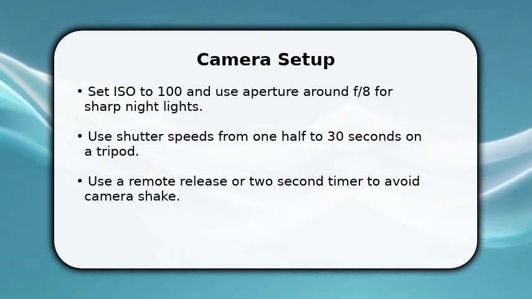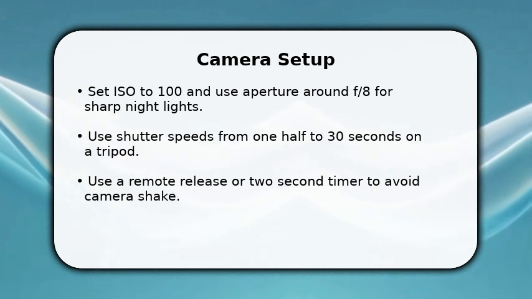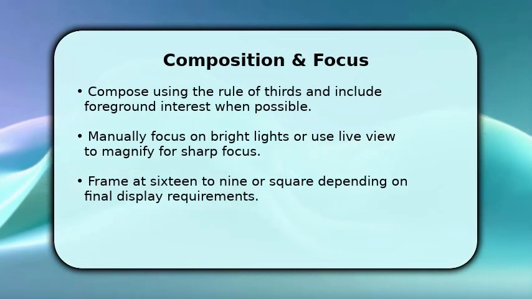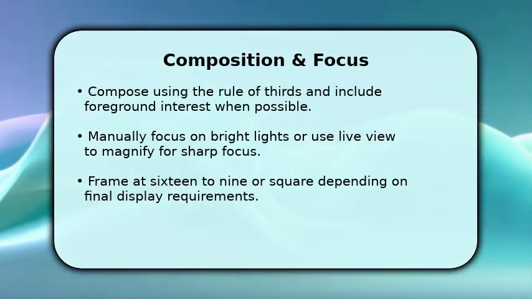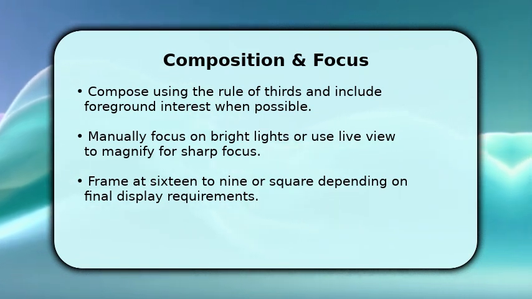Switch your camera to RAW to preserve highlight detail and allow more editing headroom. Engage mirror lockup, if available, to reduce. Compose your frame deliberately using the rule of thirds for balanced images. Include a foreground element to add depth and scale to distant light sources.